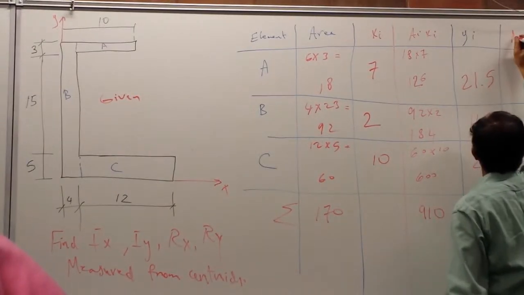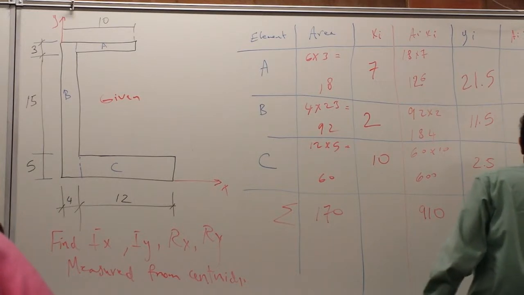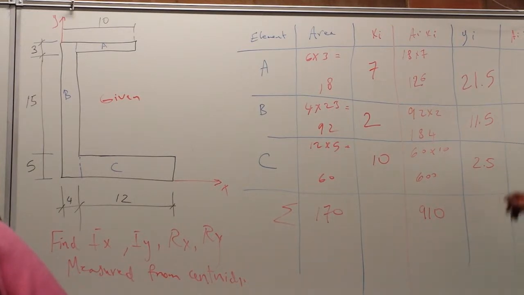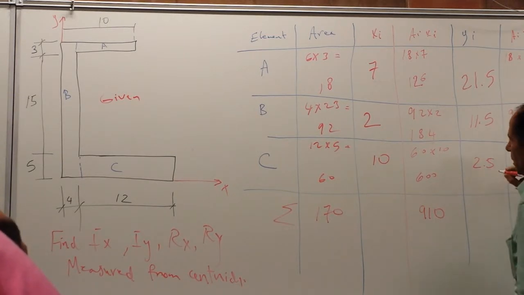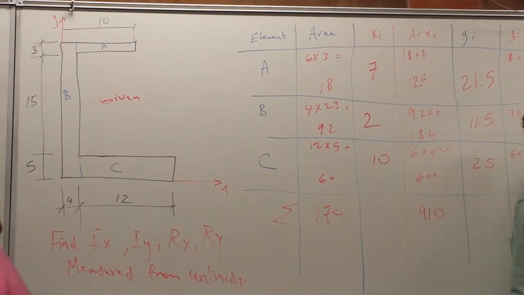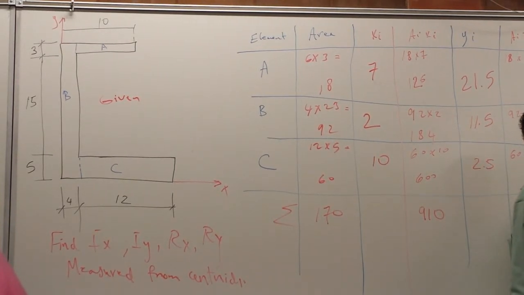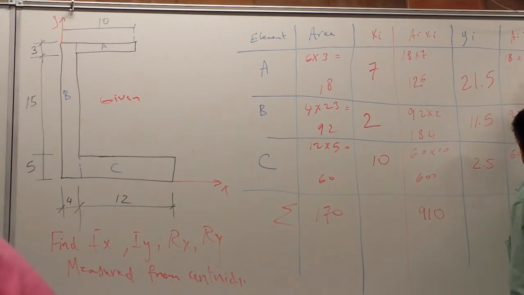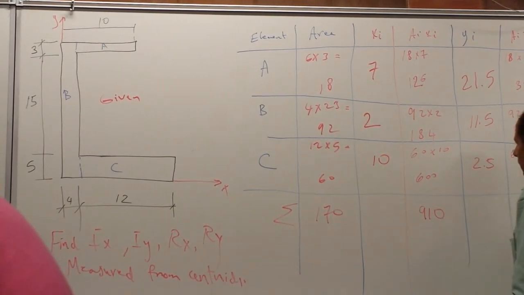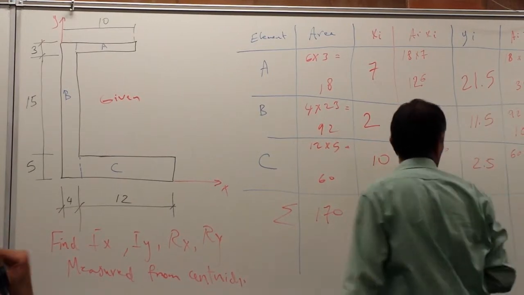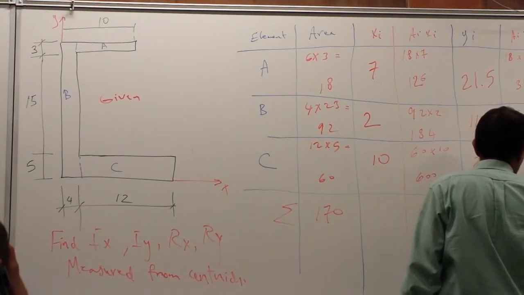Let's do here the A_i y_i. Let's see what we got in here. 18, 21.5. Give me a number, please. 92 times 11.5 and 60 times 2.5. First one, 387. Second one, 1058, and 150. Total, 1595.